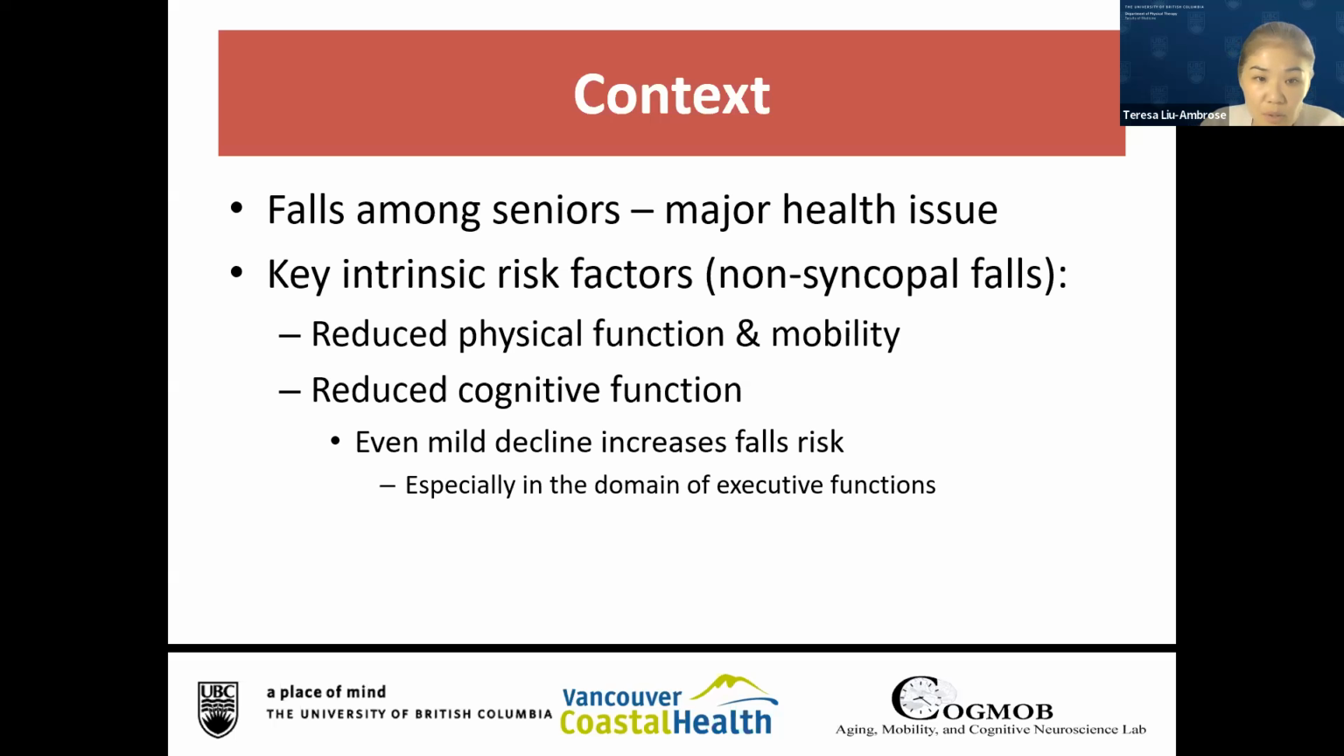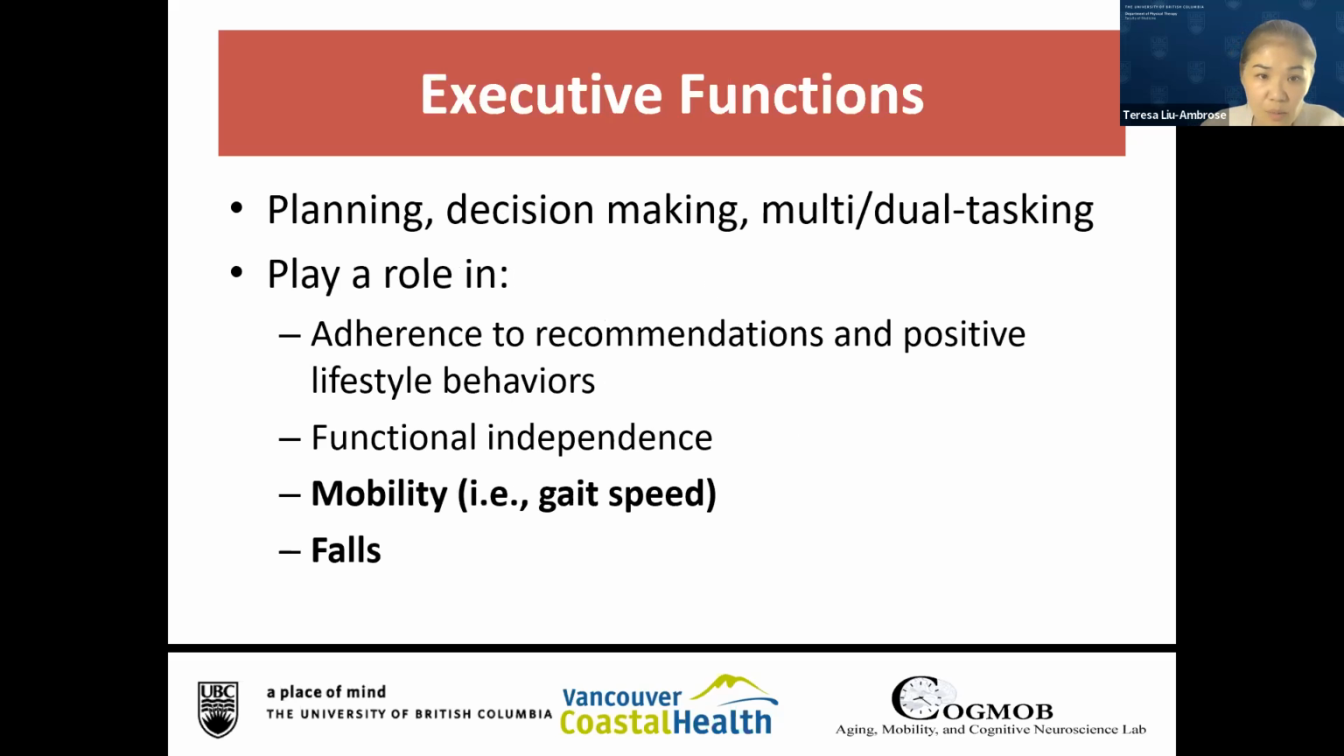And when it comes to reduced cognitive function, the cognitive domain of executive functions have really come up within the literature and within research as the primary cognitive domain that seems most relevant to one's risk for falls. And so I just want to take a second and expand on what we mean by executive functions. So these are higher cognitive abilities that really allow us to plan, to make good decisions, and to multitask as well.